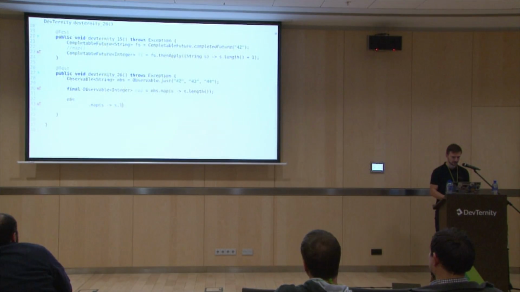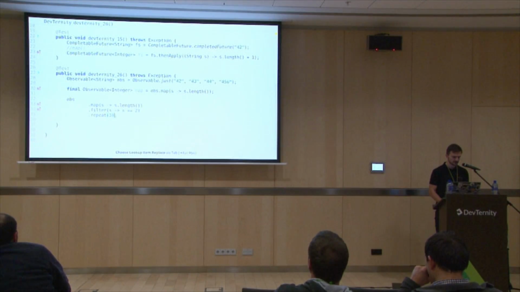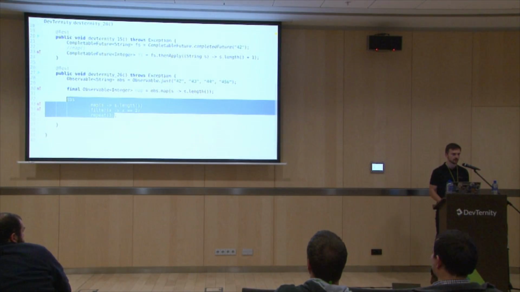So I can say s length something, then I can do filter. Now I have integers, right? So now I can say x must be equal to 2. I happen to know that all strings have length of 2, so let's make another one, like 4, 5, 6, for example. This one's going to be rejected because its length is different. And then I can say repeat 3 times, all right? And this altogether is still an observable.